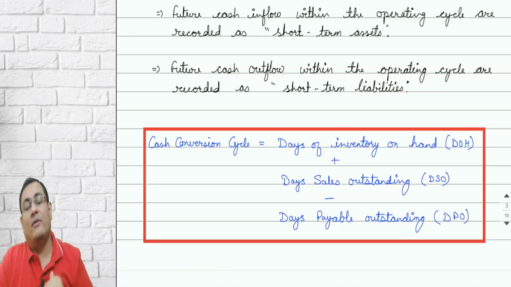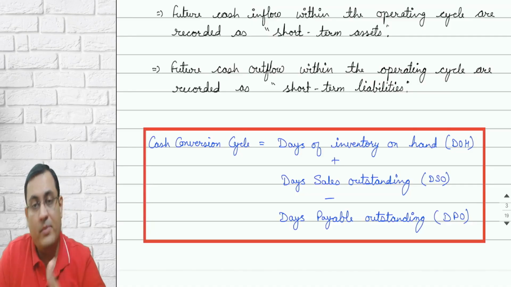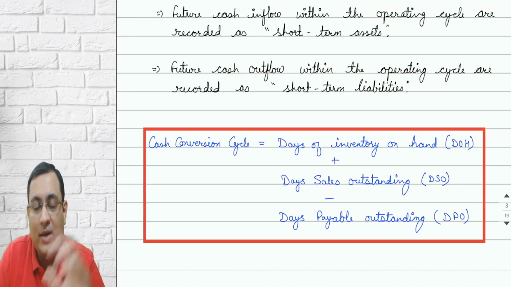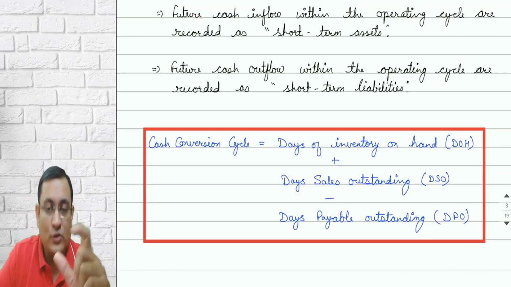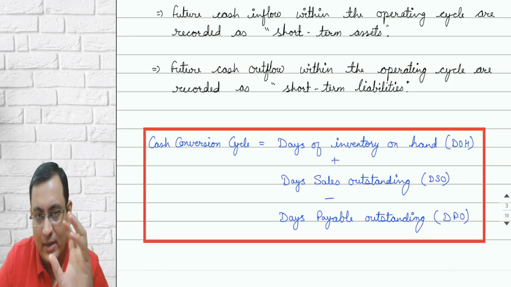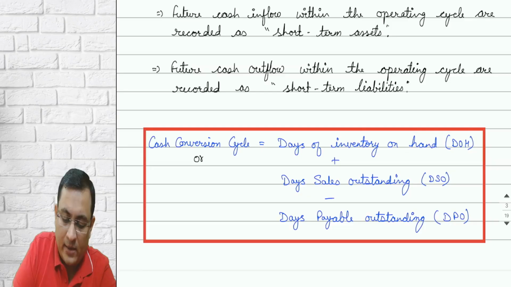the credit period availed from your creditors or your suppliers, that is your days payable outstanding, because for that period you are utilizing material without investing the funds. So this is decreasing your cash conversion cycle. So this is the final equation for your cash conversion cycle or operating cycle.